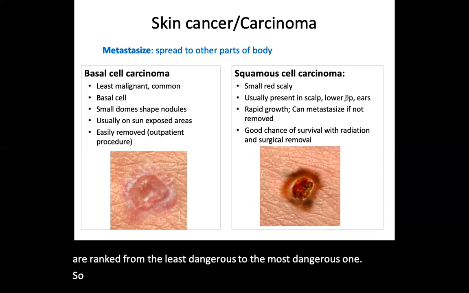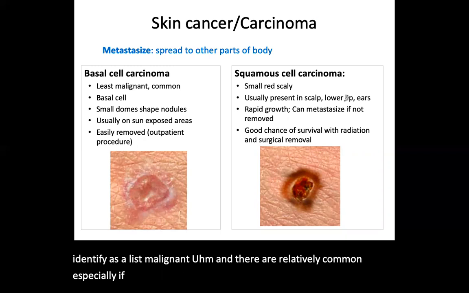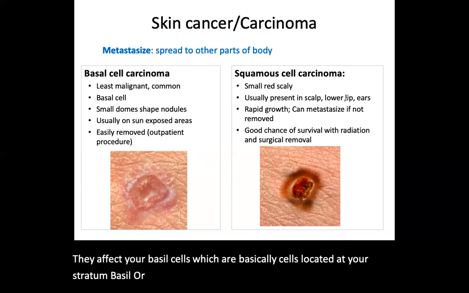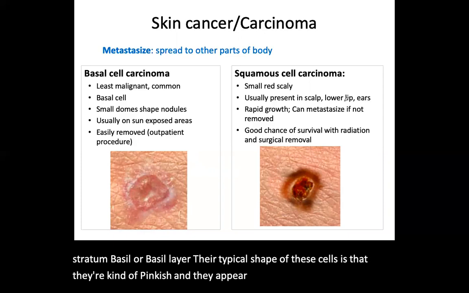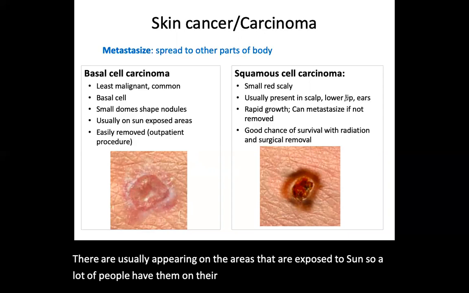So the least dangerous is basal cell carcinoma. This type of cancer is identified as the least malignant, and it is relatively common, especially if you are a person with a fair skin tone. They affect your basal cells, which are cells located at your stratum basale, or basal layer. The typical appearance is pinkish, small domes. They usually appear on areas that are exposed to sun, so a lot of people have them on their face or their hands.